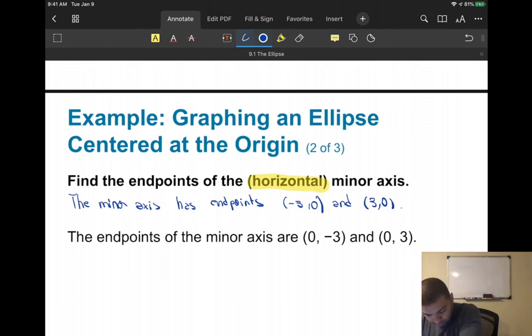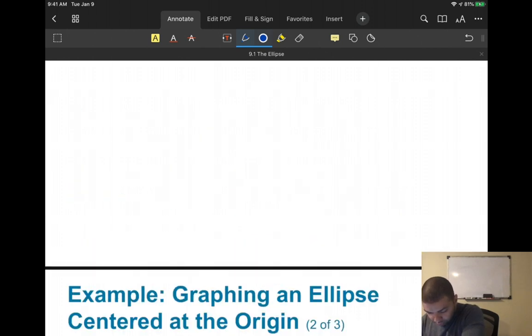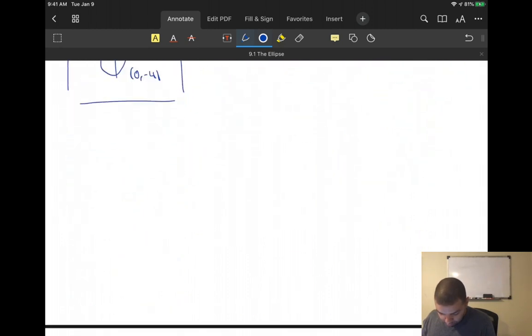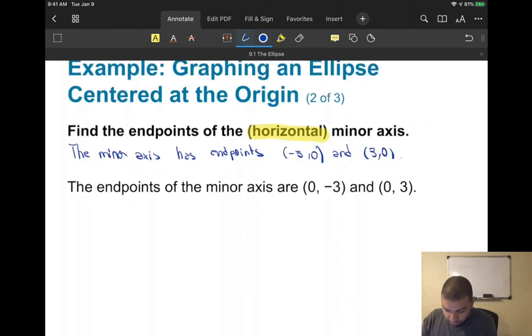So the original equation was 16x² plus 9y² equal to 144. Yeah, Wolfram Alpha agrees with me. So this was incorrect. I'm sorry about that. I thought I had fixed all of these. So it's these guys here, okay?